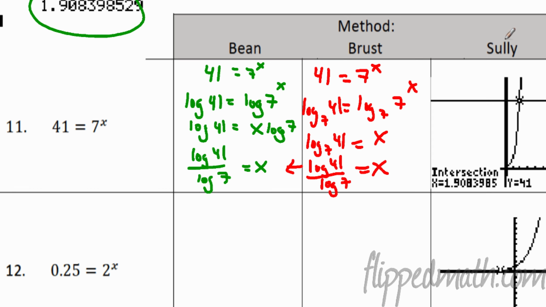Now, the Sully method is graphing. Graphing's so simple. You put this in y1 and you put this in y2. Ta-da! And then you find where they intersect. You already know how to do that, and I don't need to go through all that. But when you do, you get the answer of 1.908. Guess what? That is the same answer. So you have 3 different ways you can solve these.